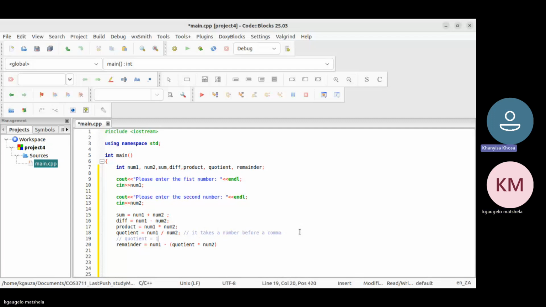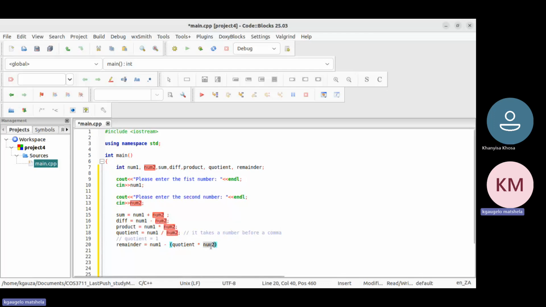You get me? And remember, I told you that the quotient is just going to be the number before the comma. A quotient is a whole number. No other way can you find a quotient having commas or decimals there. So now when our quotient is 1, it means here you'll have 1, right?